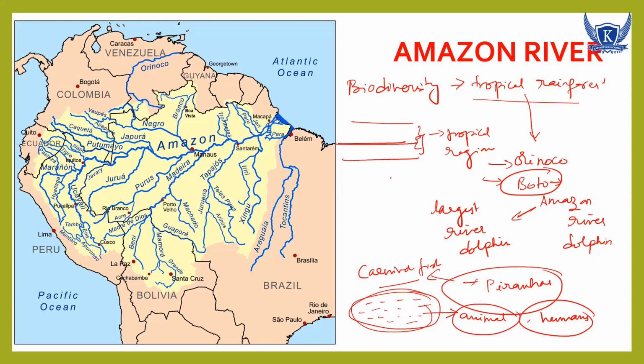What is the other animal which is very significant or abundant in the Amazon area? This is the anaconda. Anaconda is one of the largest snake species. It is also available abundantly in this region. Now we are done with the animals which are found in the Amazon river.